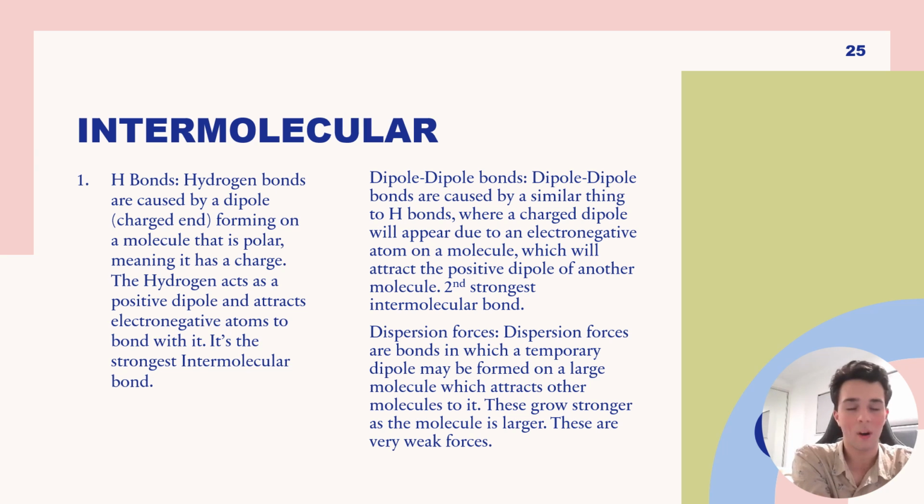So, H bonds or hydrogen bonds are caused by a dipole, which you can imagine is like a charged end, okay? And these form on a polar molecule, meaning the molecule is unevenly shaped or distributed in the way its atoms and electrons are orientated. The hydrogen in this case acts as a positive dipole, and it will attract more electronegative atoms to bond with it. But these atoms aren't from the same molecule, they're actually from distant molecules. So it's quite a strong bond if you think about it.